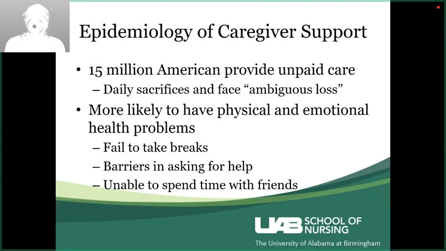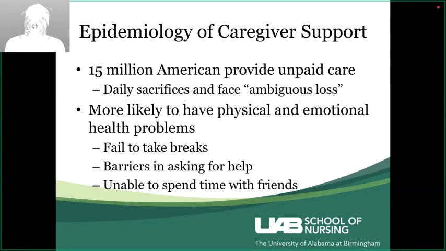So, since caregivers are the primary suspects, let's look at the epidemiology. 15 million Americans provide unpaid care for their elders. They make daily sacrifices. They call it ambiguous loss. The person is still alive, but they're not with them. The dementias, the diseases take them away slowly. So what happens is they're going to have physical problems, emotional problems.